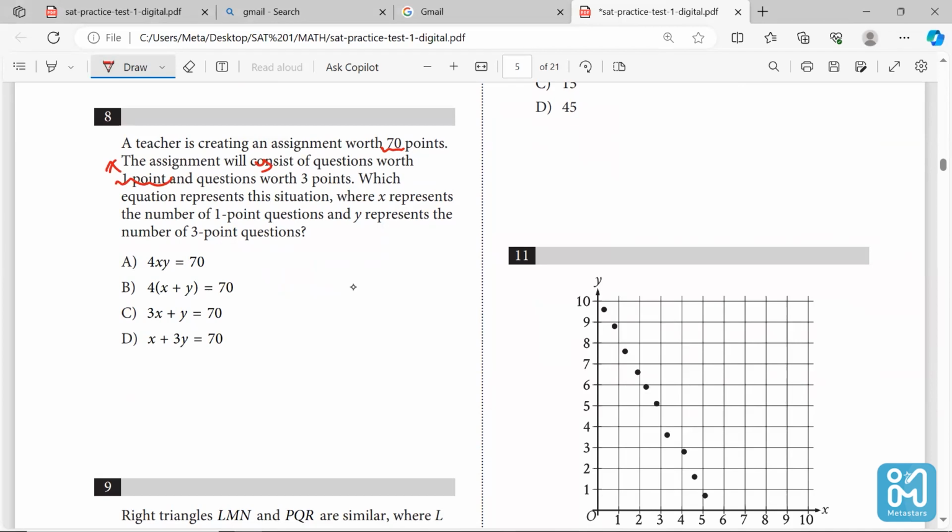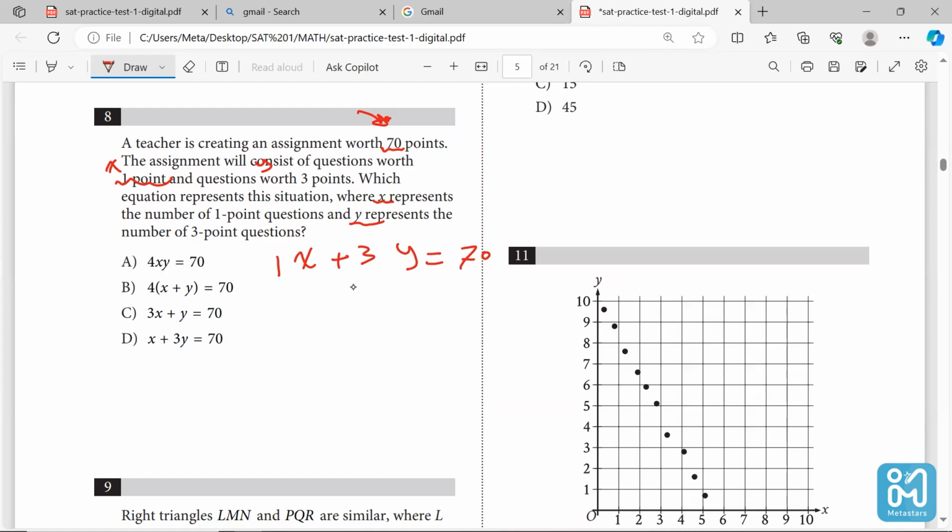Which equation represents this situation where x represents the number of 1-point questions and y represents the number of 3-point questions? Now, the total points should be 70. How many questions are worth 1 point? It's x. So I have 1 times x. Plus, how many questions worth 3 points? It's going to be y. So it's going to be what? 3y. The total that I have here is going to be 70 points.